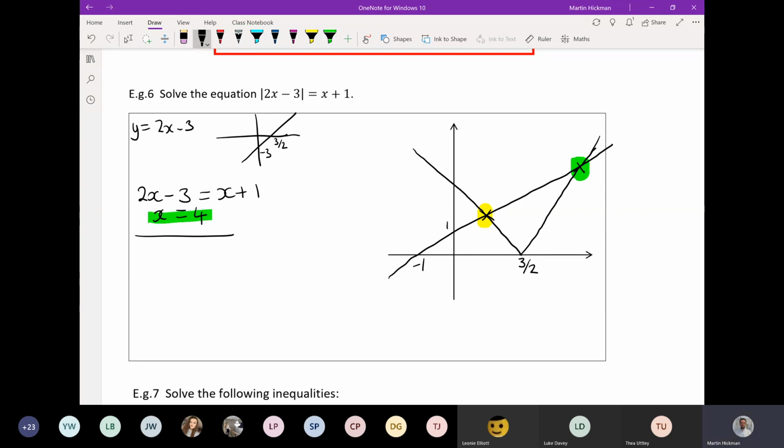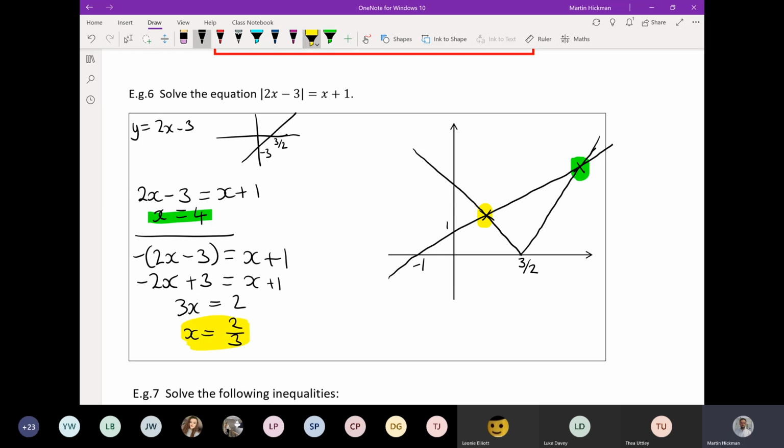Now I'm going to find the one in yellow. So the one in yellow, I need to multiply that 2x minus 3 by negative 1. Remember, you need to multiply the whole of that by negative 1. So don't just times the 2x by negative 1. Make sure the whole thing gets multiplied by negative 1, hence why we've got the bracket. So I'm going to multiply that bracket out. Do a little bit of rearranging. I'm going to solve it. I get x equals 2/3. Okay, so that's my reflected solution that I've got there.